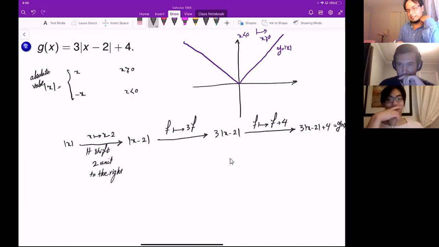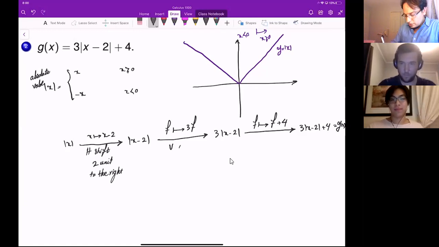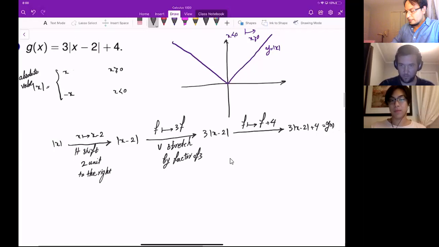And that's what it will do to the graph of this function. How about multiplying the whole function by 3? This is a vertical stretch by a factor of 3. And that's it. How about if I add 4 to the function? This is a vertical shift. This will be 4 units. It will be upward.